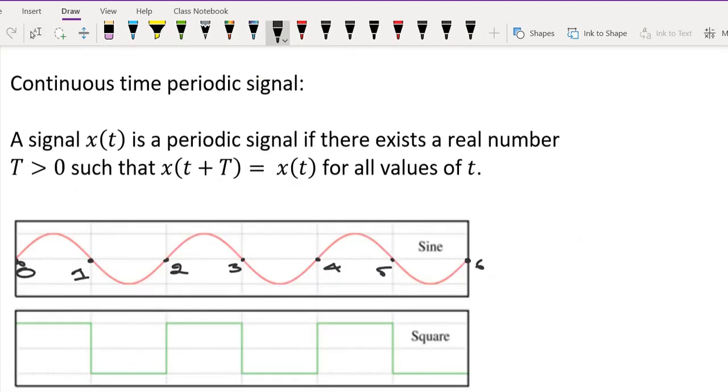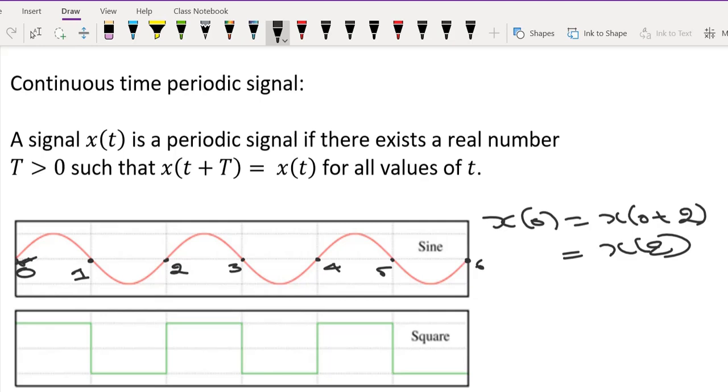Let's look at this definition in the context of the example signals we saw. So in this example, let's consider each vertical scale to be 1 second. So I have labeled the x-axis with the appropriate seconds. Okay, so in here, let's say if I start at 0, then it's clear that the period should be 2 seconds. So if I start at 0, x of 0 should be equal to x of 0 plus 2, which is x of 2, right? So if I start here and advance by capital T seconds, I go to 2, I end up at the same value.